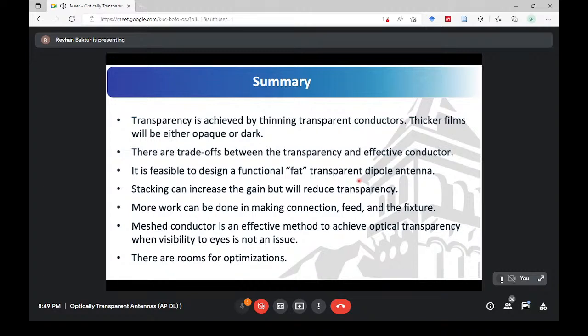Okay, the meshing looks kind of like a frequency selective circuit. I kept saying that because I know most of you are interested in metamaterial frequency selective surfaces. I thought maybe that's something you could examine a little bit more.